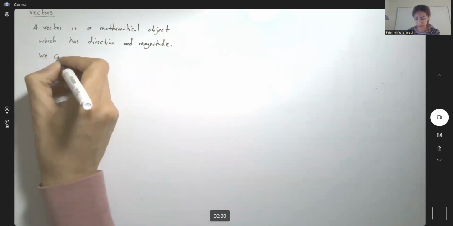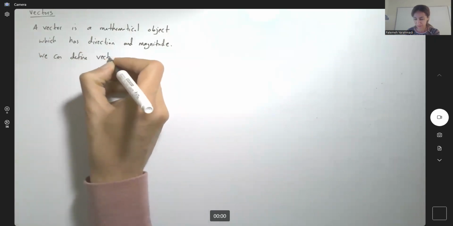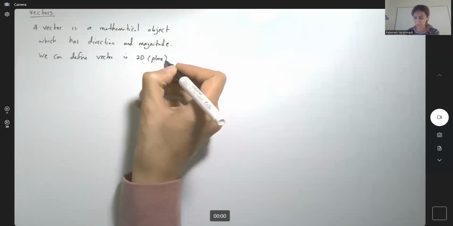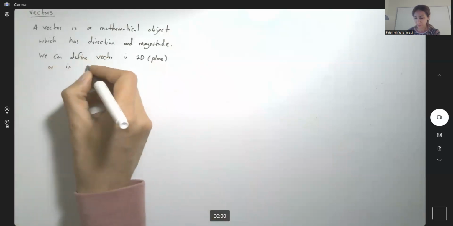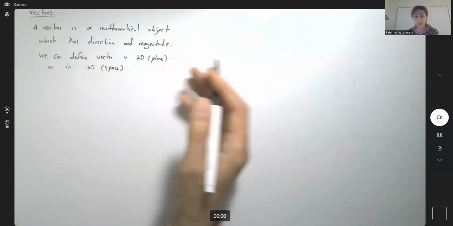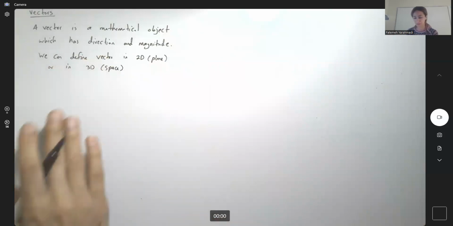We can define vectors in 2-dimension or the plane, or in 3-dimension, which is the space. And you can also generalize the idea to have 4-dimensional vectors and 5th-dimensional vectors and so on.